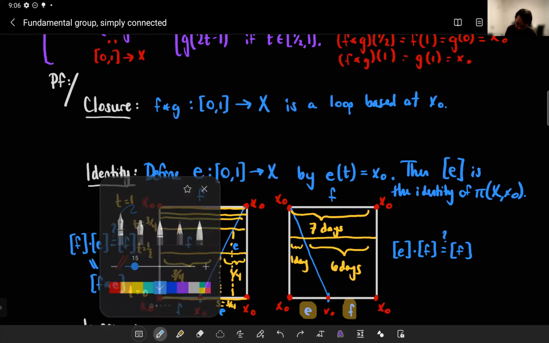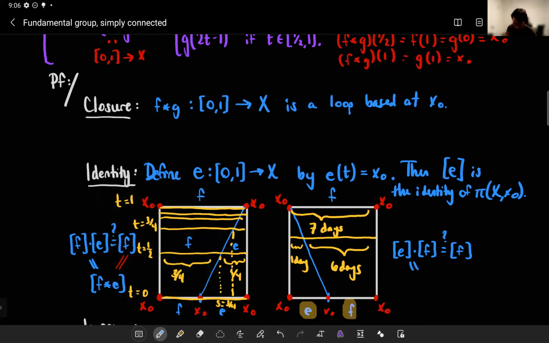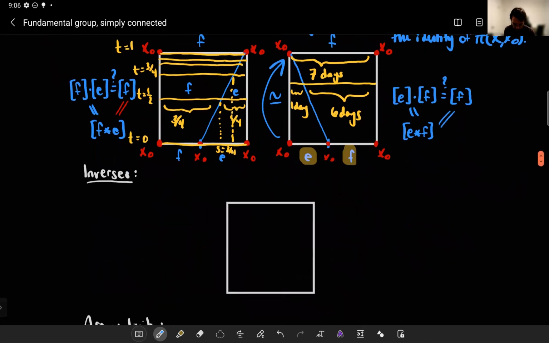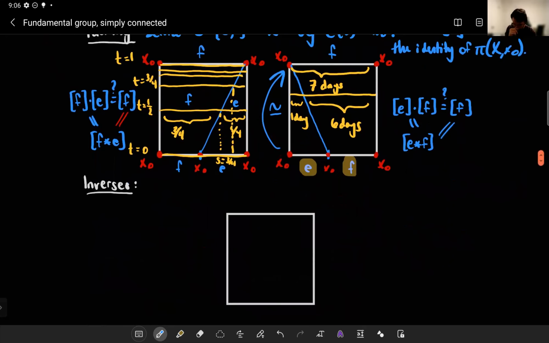So you can say the homotopy class of E times the homotopy class of F is the homotopy class of E concatenate F, but E concatenate F is homotopic to F, meaning they are the same. They actually are the same homotopy class. So this is our identity. We still have to prove inverses, right? And again, you could show this 2 ways.